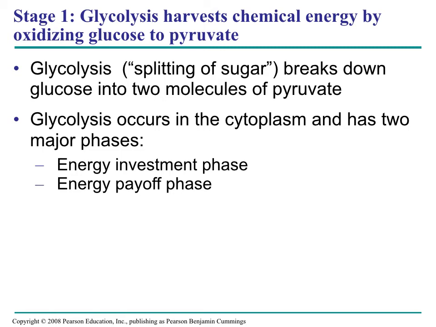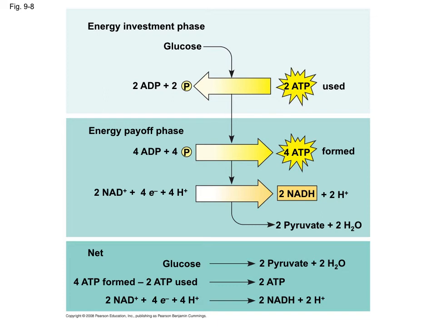So let's look at stage 1 in more detail. Glycolysis harvests chemical energy by oxidizing glucose to pyruvate. Glycolysis is a word meaning splitting of sugar. So it breaks down glucose into 2 molecules of pyruvate. Glycolysis occurs in the cytoplasm and has 2 major phases. The first phase is the energy investment phase, and the second is the energy payoff phase. So this will make more sense on the next slide.